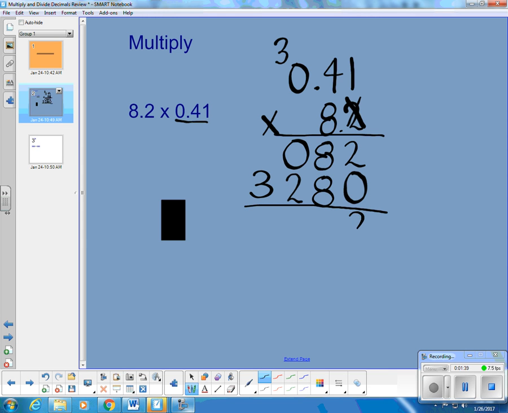2 plus 0 is 2. 8 plus 8 is 16. 2 plus 0 plus 1 is 3. And 3 plus nothing is 3.